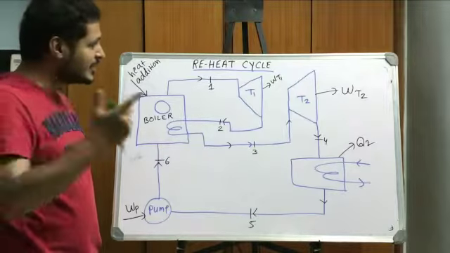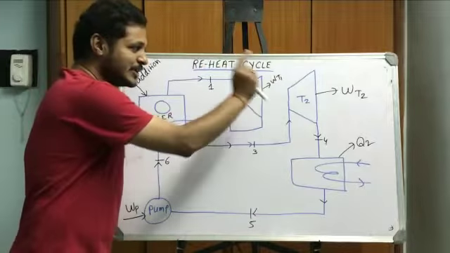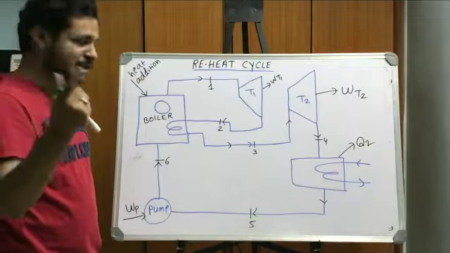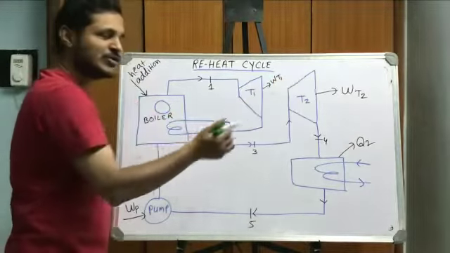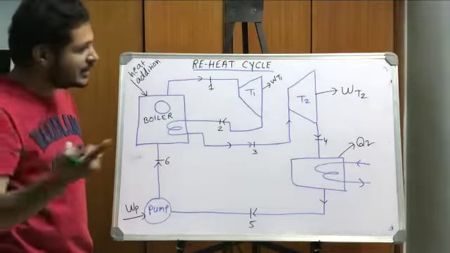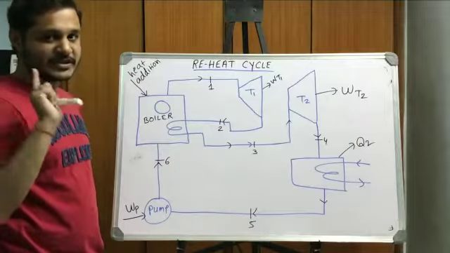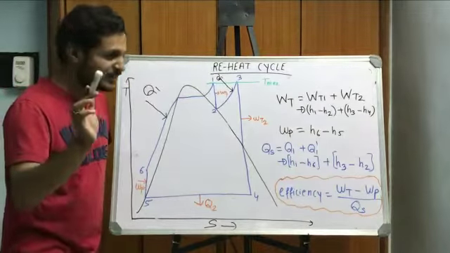To improve that we are using the reheat cycle, and you can see here that if the steam is expanded two times, then the quality of the steam will increase, and you get two work outputs, WT1 and WT2. So it's obvious that work output in the reheat cycle will increase as compared to the conventional or basic cycle. So this is the TS diagram of the reheat cycle.